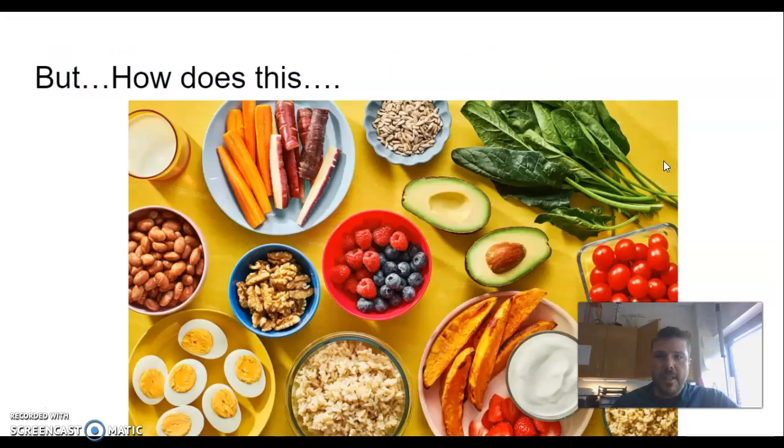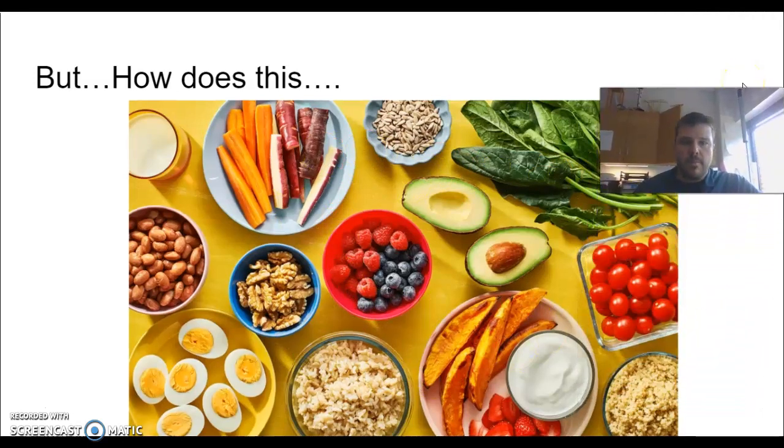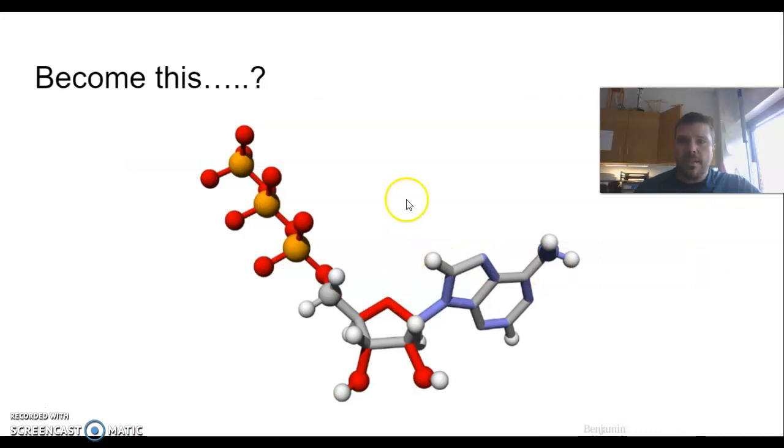The real question is, how do we go from this delicious-looking array of foods to this, which is not delicious looking, but is very important, and if you haven't figured it out yet, it is adenosine triphosphate, or ATP.